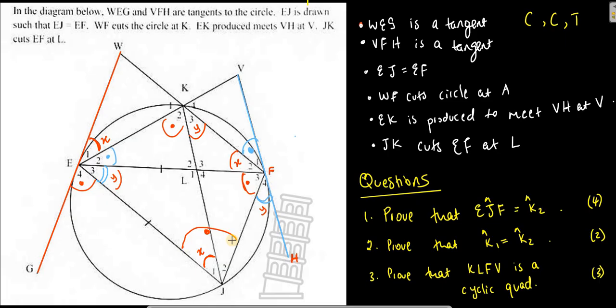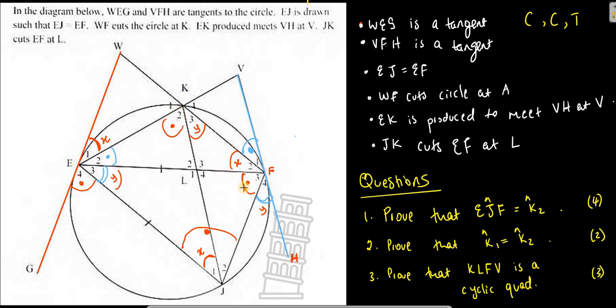Okay, now the first question said to prove that EJF is equal to angle K2. So where is EJF? This is E, you go to J, EJF is the whole angle. Now we need to prove that it's equal to K2. Where is K2? This is K2. So I need to prove that K2 is equal to this whole angle. But I can already see it, guys. You know where? F3 is equal to K2.